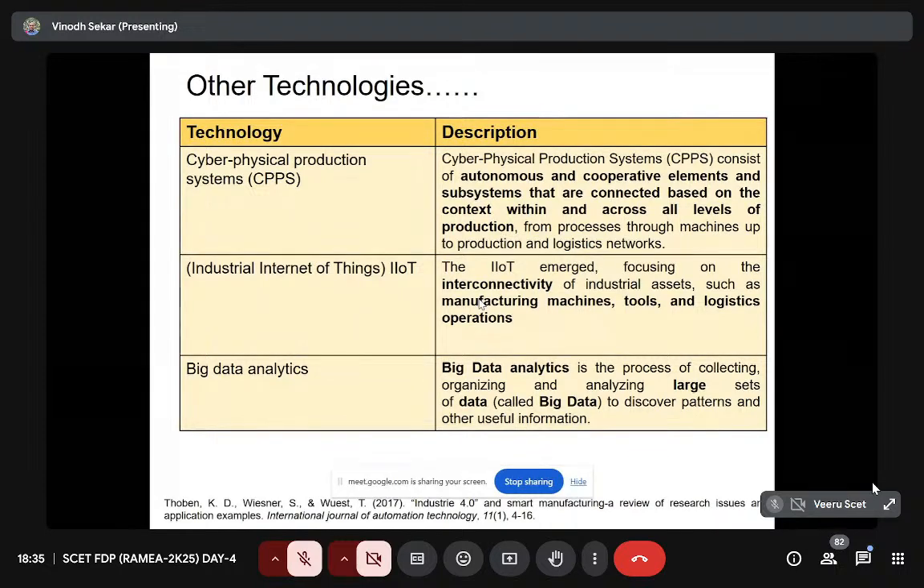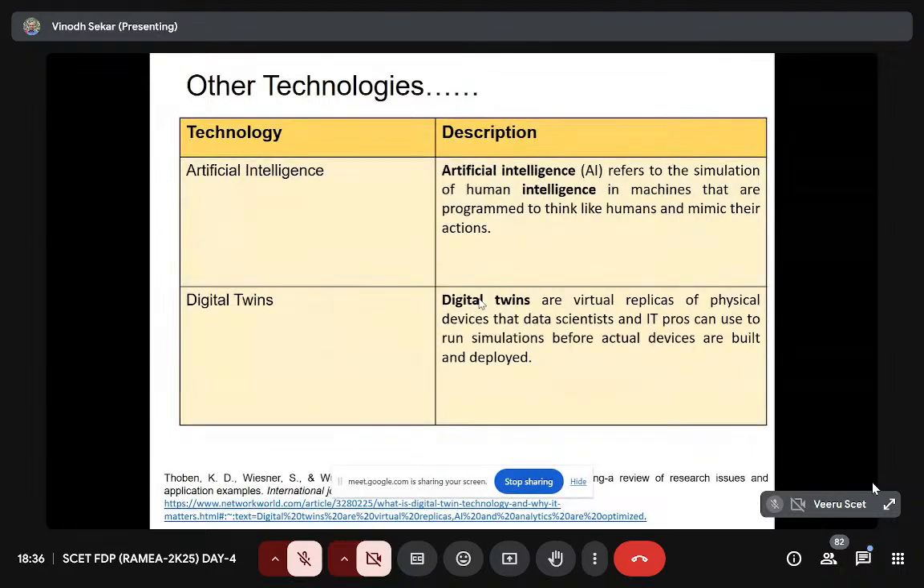And another interesting aspect is that from cyber physical systems, we have moved towards cyber physical production systems, CPPS, in the context of smart systems, wherein it includes autonomous and cooperative elements and subsystems that are connected based on the context within and across different levels of production. Thereby, they can help in the coordination of the process, starting from the machines onto the level of production and logistics networks. It takes across the spectrum of activities in manufacturing.